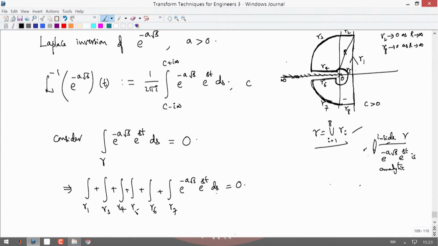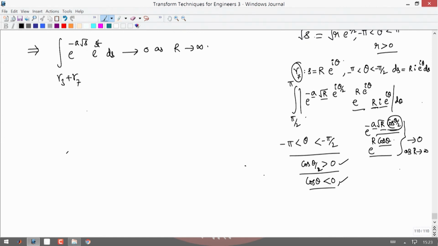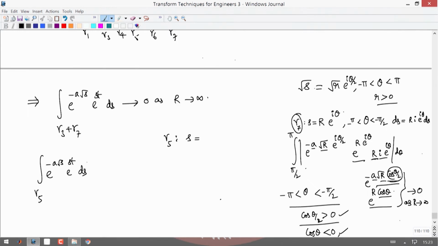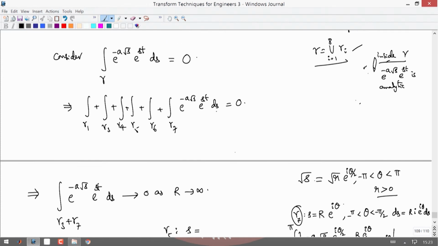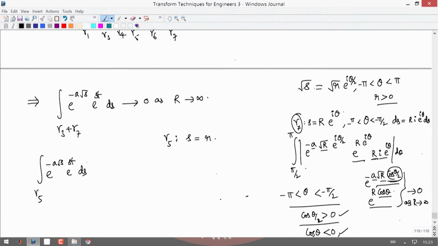Let us look at gamma 5 now. Gamma 5 is also going to 0. So, the integral over gamma 5 of e power minus a root s times e power s t ds. If you consider gamma 5 as a circular arc, what is its parameterization? Let us look at this small r. You consider a small circle here, of some small radius r. So, the parameterization is s equal to r times e power i theta, where theta is between 0 and 2 pi.